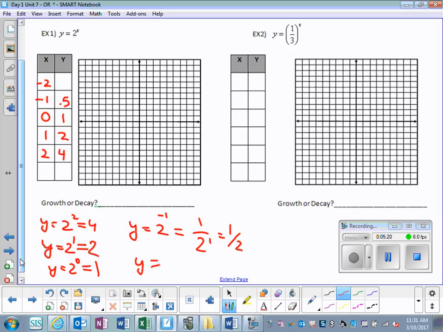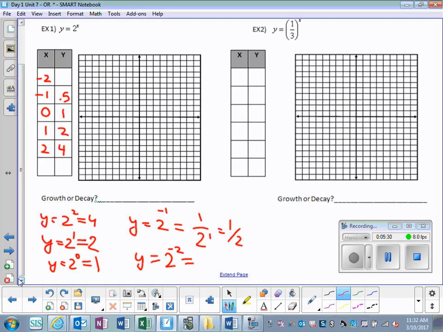So if my x is negative 2, then I have y equals 2 to the power of negative 2, which is the same as 1 over 2 to the power of 2, which is 1 over 4. So 1/4. See what happens? Right? I'm flipping it. So for the negative exponent, my result becomes less and less than 1. And it gets closer and closer to 0.